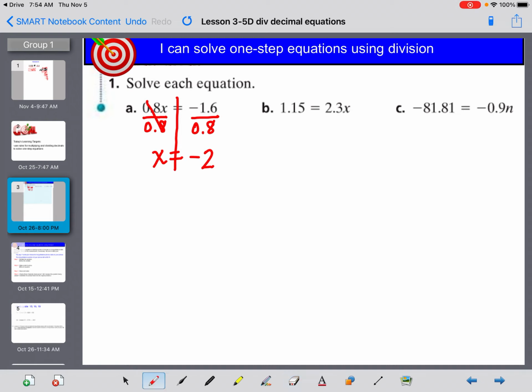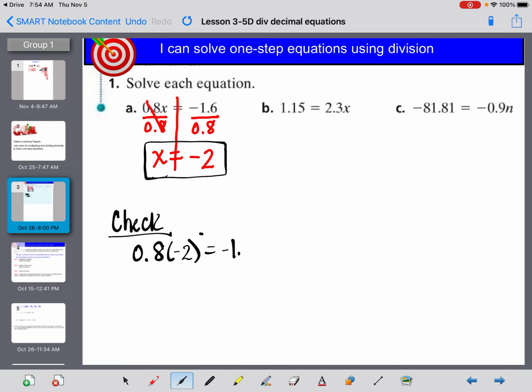Just like solving all previous one-step equations, you're able to check that your answer is correct by replacing the x in the original problem with my solution of negative 2. 8/10 times negative 2 equals -1 6/10. In this way, I'm guaranteed to have the right answer. I would like you to pause the video and try the remaining 2 problems on this page. Come on back and compare your answers to mine.